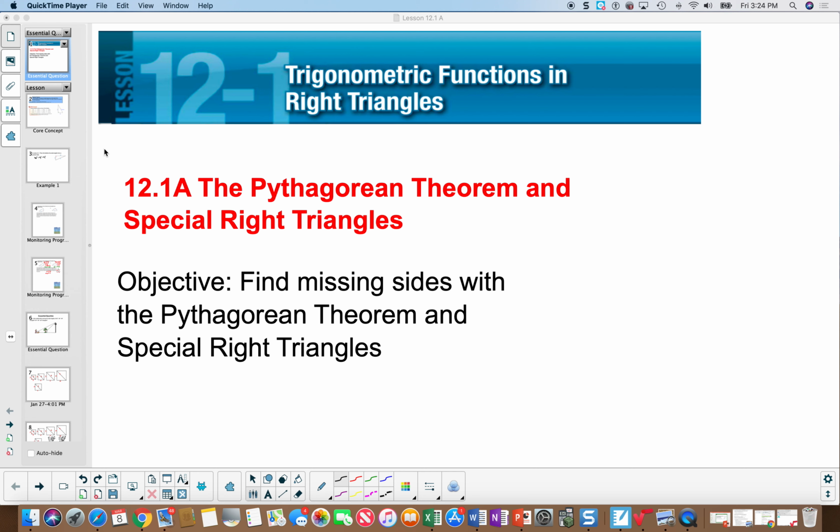12.1, Trig functions in right triangles. This lesson has been divided into 3 lessons. This is the first part. 12.1a, the Pythagorean theorem and special right triangles. Objective: find missing sides with the Pythagorean theorem and special right triangles.